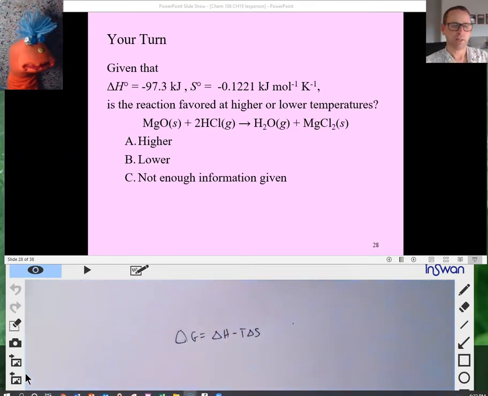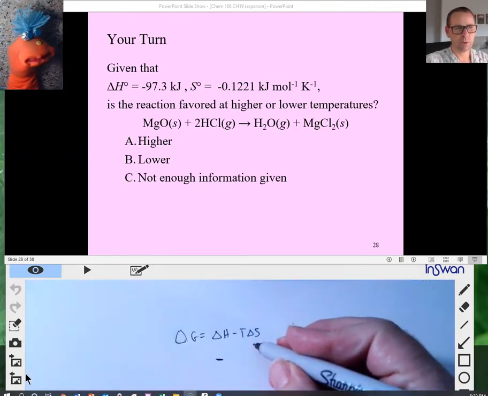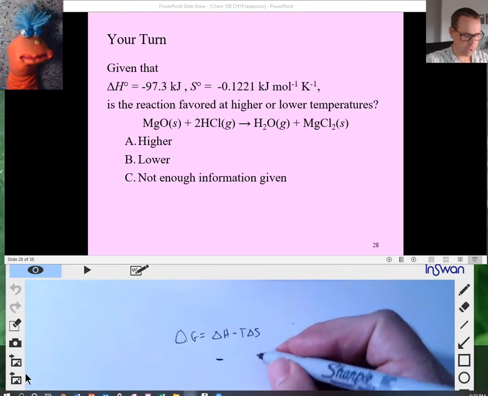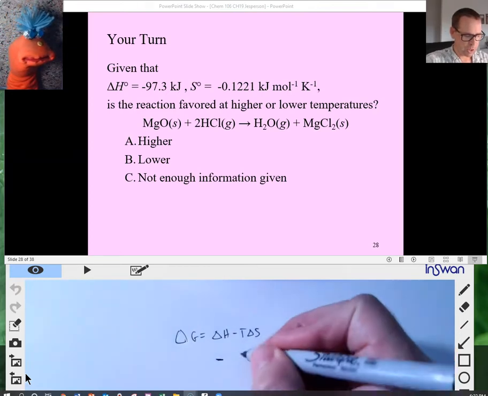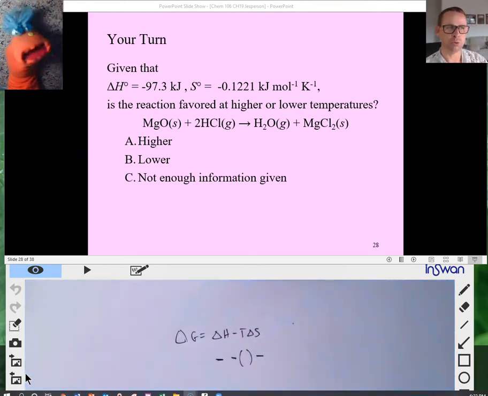Okay? So, if delta H here is a positive or negative value for this scenario? Negative. Delta S, positive or negative? Negative, but it's a small negative. That's right. It is negative, though. So, temperature, is that a positive or negative value? Oh, that's a trick. I know it's always positive, temperature, Kelvin. That's right. It's always positive.